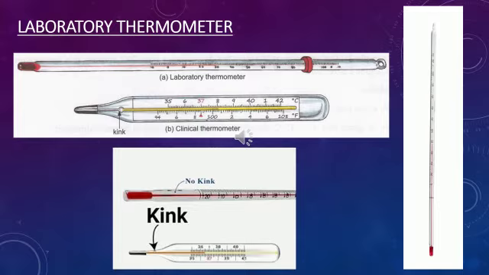Okay, so the range of measurement you can see in laboratory thermometer is minus 10 degrees Celsius to 110 degree Celsius. Okay, so just observe here. You can see the units here. It is from minus 10 degrees Celsius to 110 degree Celsius. So now let us learn how this thermometer is used.